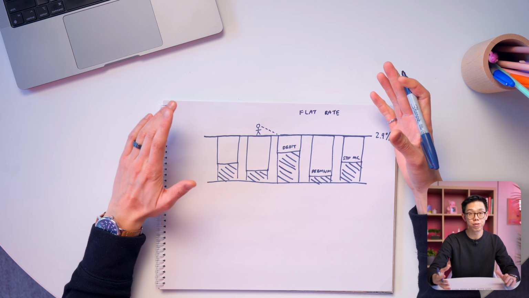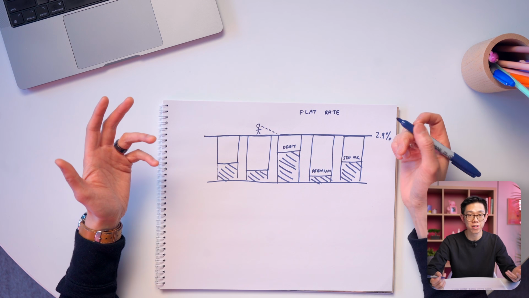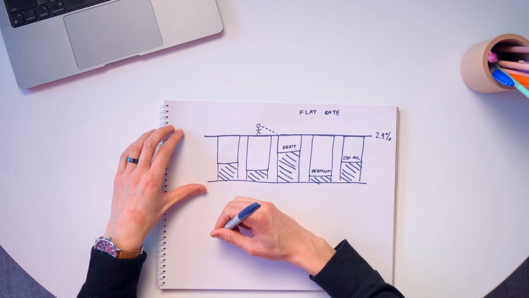Well, what's the alternative? How do we make this look more transparent? Well, what if we started with the markup and kept that stable across all the transactions? What would that look like?